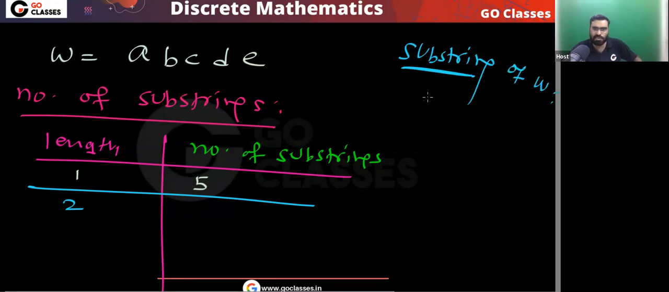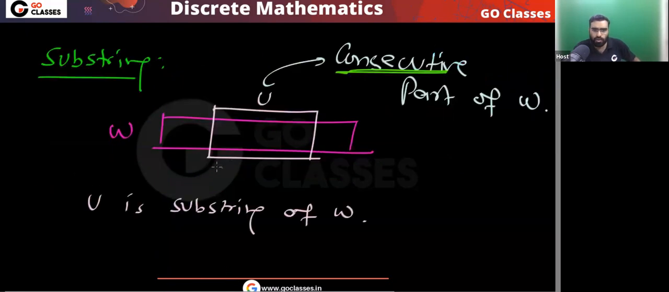Tell me, which is a substring of W? Can I say AB or BA, or are both of them substrings? A substring must be consecutive. AB is a substring, but BA is not. The order should not change. You should not change the order.